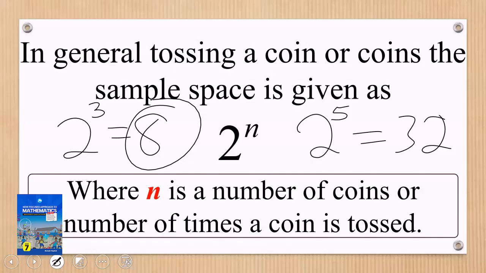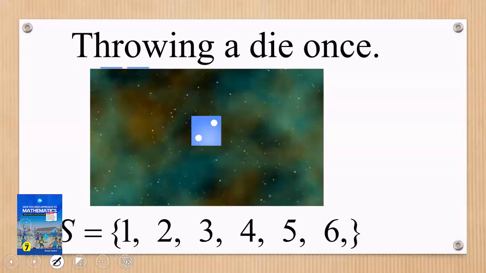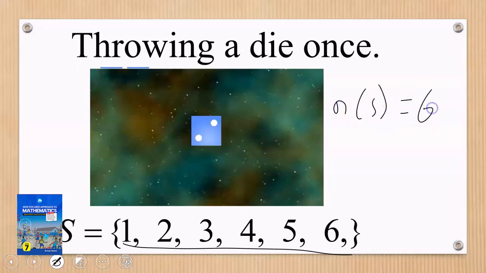Number 5 means 32 possible outcomes, right? Then what if I'm throwing a die? If I throw a die once, then the possible outcome will be either 1, 2, 3, 4, 5, or 6. The normal die that we use to play Ludo has only 6 faces, and the numbers are 1, 2, 3, 4, 5, 6. So these are the possible outcomes. It means that when you throw this die, any of these numbers can appear. That is the sample space. And here our n, our number of sample space, is 6. You get it? Good.